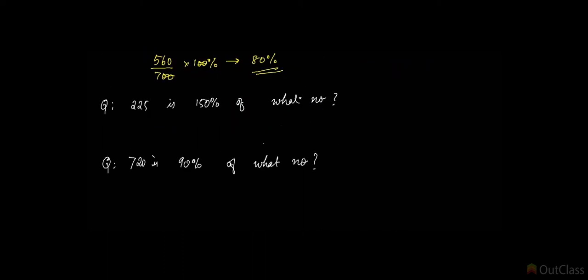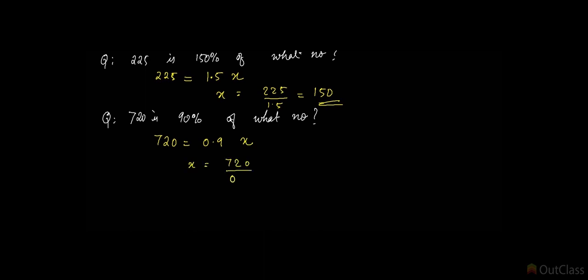Next one, 225 is 150% of what number? 225 is 150%, which is just 1.5, of what number? X. X would be 225 by 1.5, which will turn out to be 150. One more, 720 is 90% of what number? 720 is 0.9 times what number? That number would be 720 by 0.9, which should be 800.